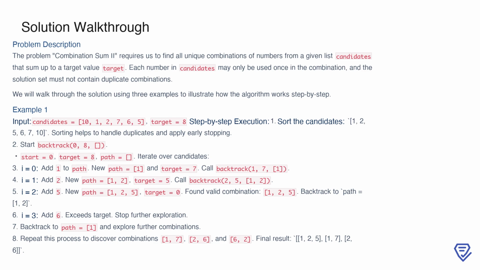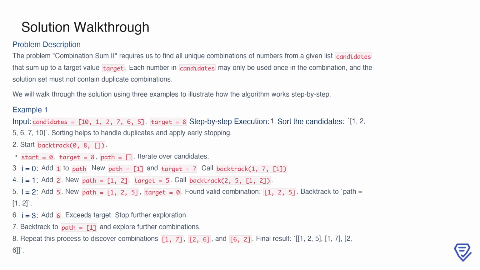The input candidates are 10, 1, 2, 7, 6, 5, and the target is 8. The first step is to sort the candidates into 1, 2, 5, 6, 7, 10. Sorting is essential because it helps us manage duplicates and allows for early stopping when a candidate exceeds the target. We then use a backtracking method, starting with an empty path and the full target value.